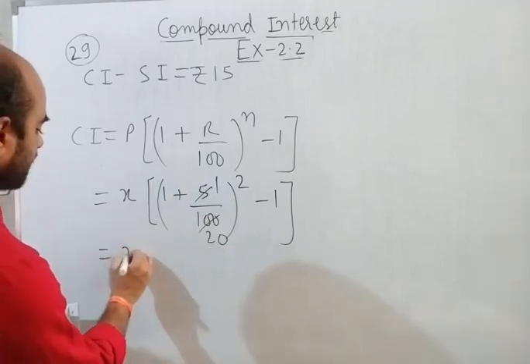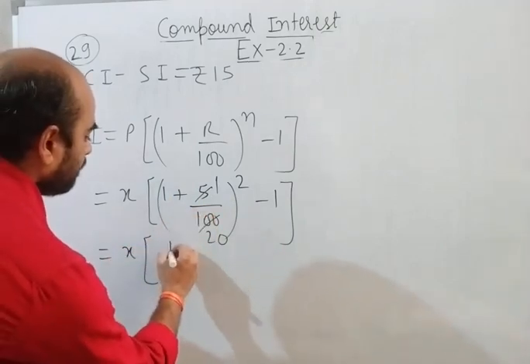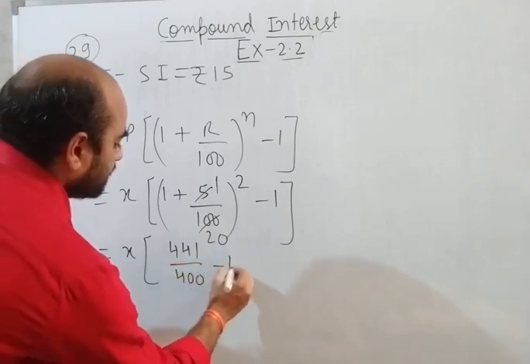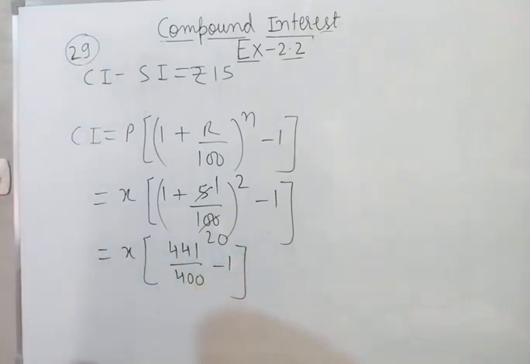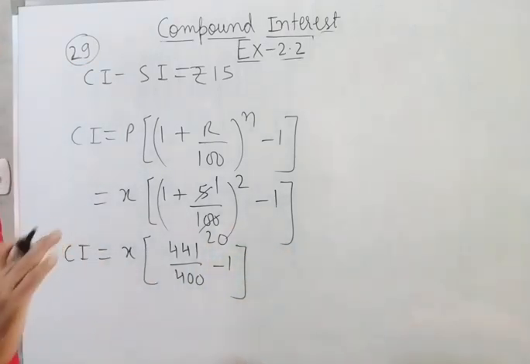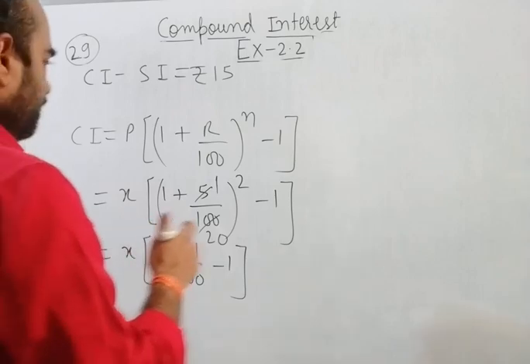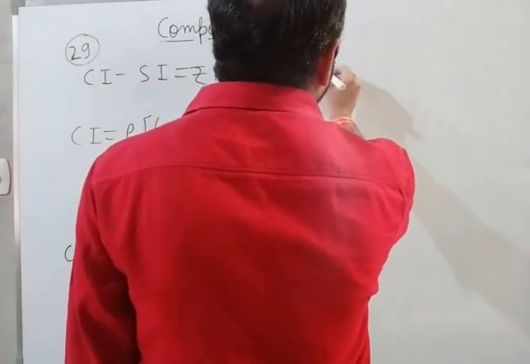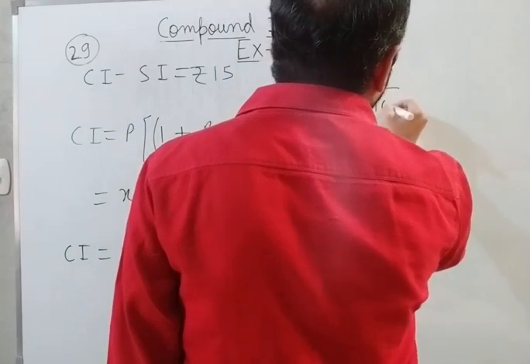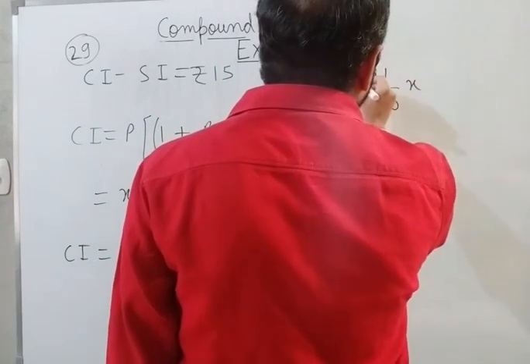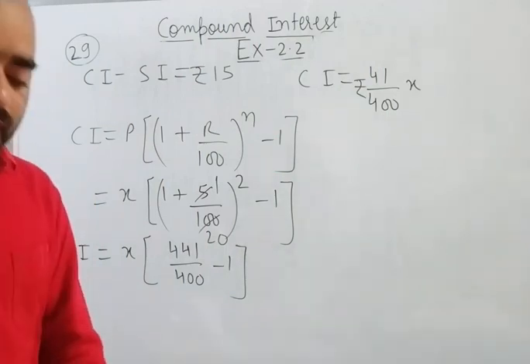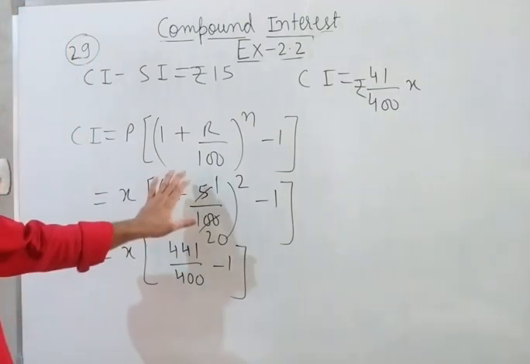It means x into (441 upon 400 minus 1). That will give CI directly. Finally when we subtract, this will come 41 by 400 x. So this is the compound interest. We have calculated compound interest when the interest is compounded half yearly.